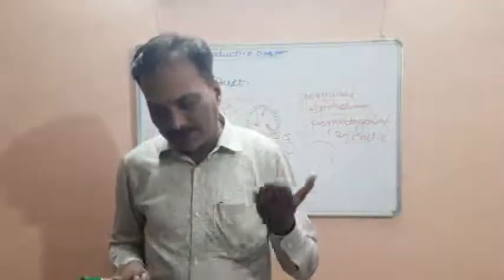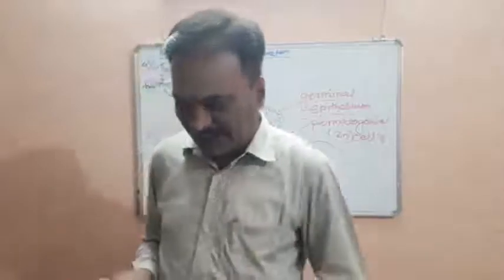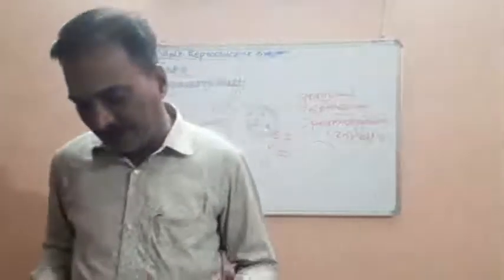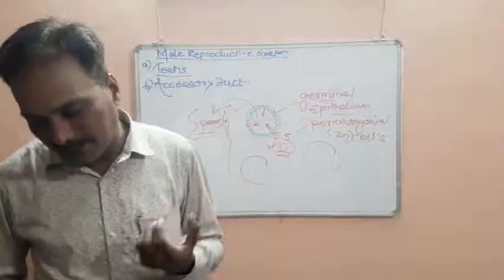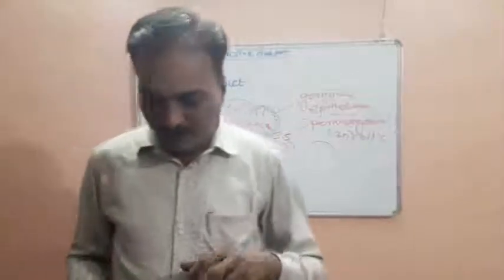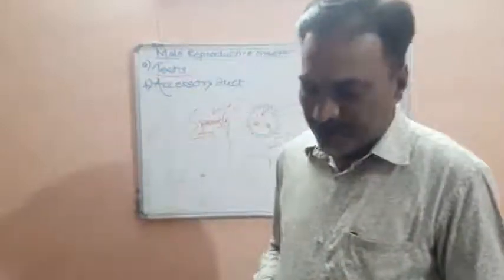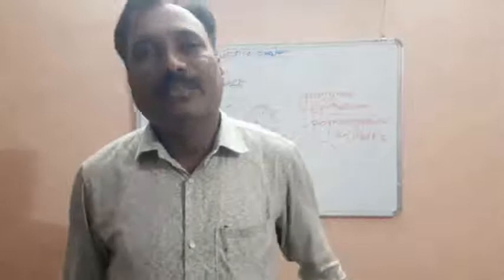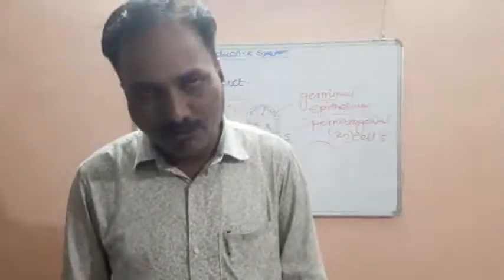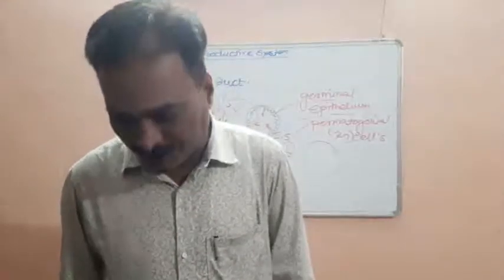While carrying, the carriers are there, different ducts like the rete testis, vasa efferentia, vas deferens, epididymis, ejaculatory duct and urethra. These are different ducts which are involved in the reproductive system.